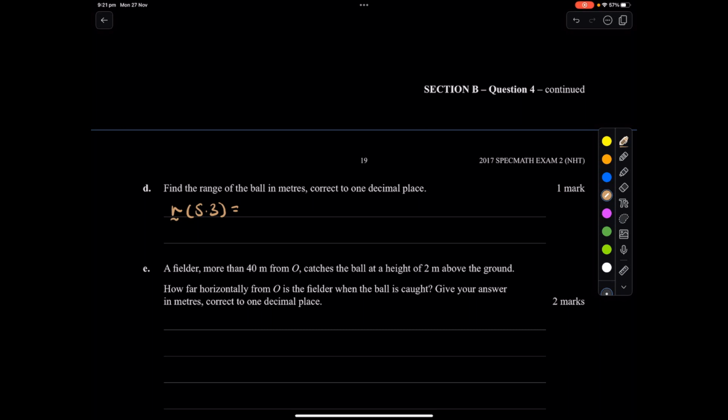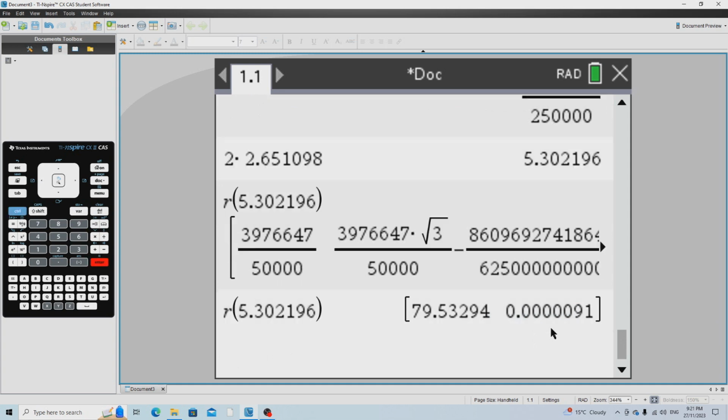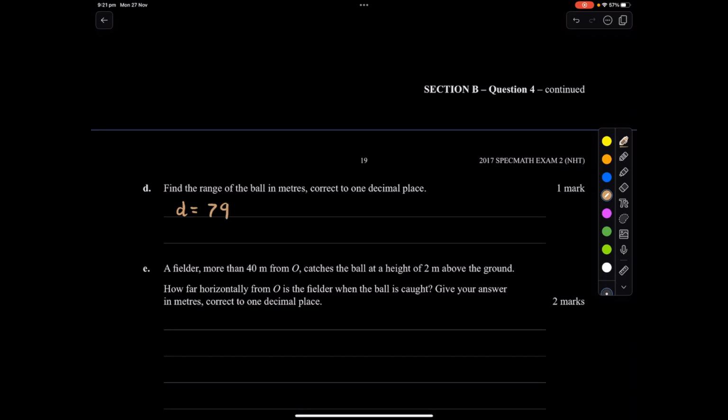Because it's only 1 mark, let's just calculate it actually. So your distance is going to be, so what's r of this number over here? And because we want the range, which is the horizontal distance, we're going to take this over here. So to 1 decimal place, that's going to be 79.5 meters. That's it. Next question.